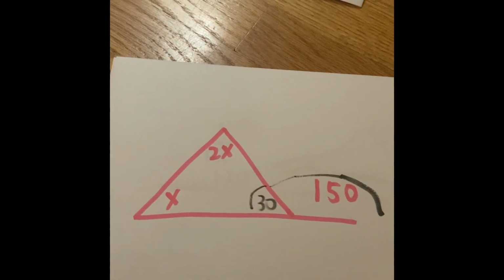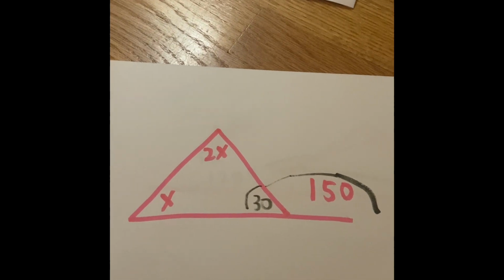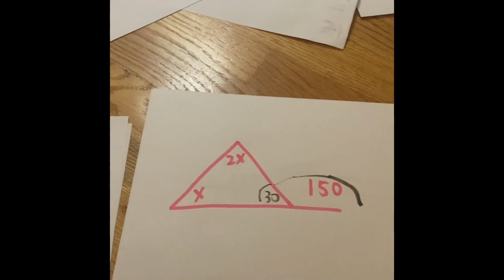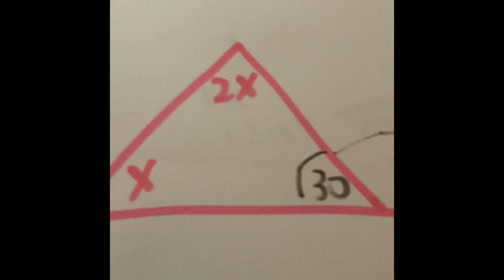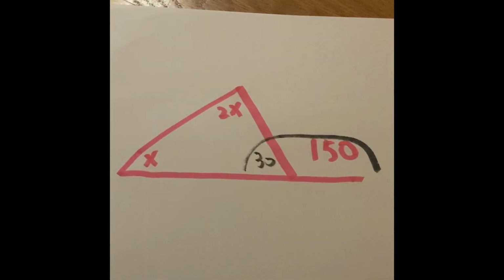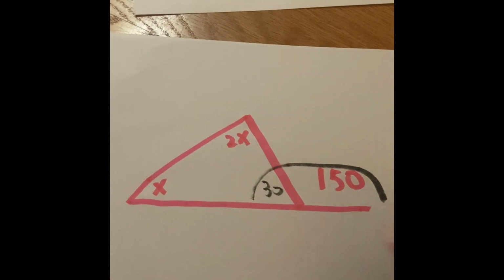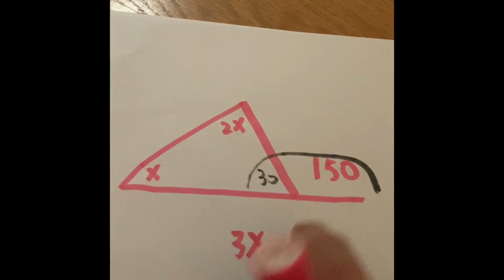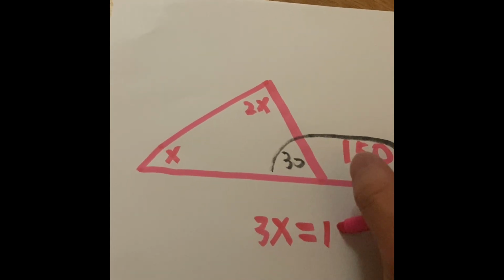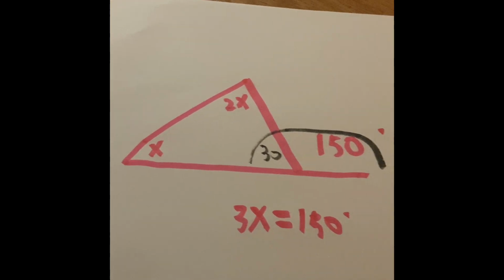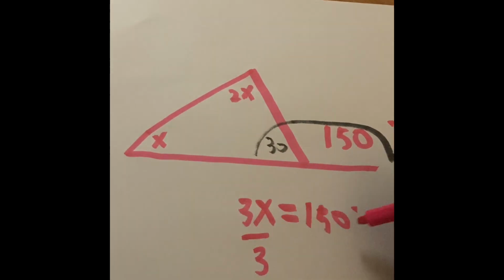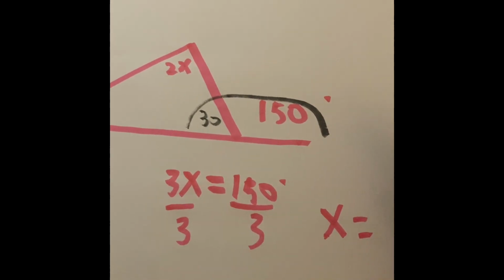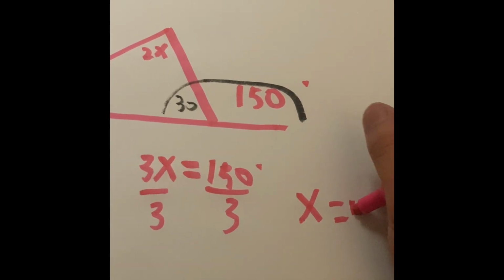Remember what we said in the last theorem about the measures of the angles of a triangle summing to 180 degrees. In fact, we have the information to do that too. Since these two have to equal that exterior angle, we say that 3x is going to equal 150 degrees. When we divide both sides by 3, we get x equals 50.